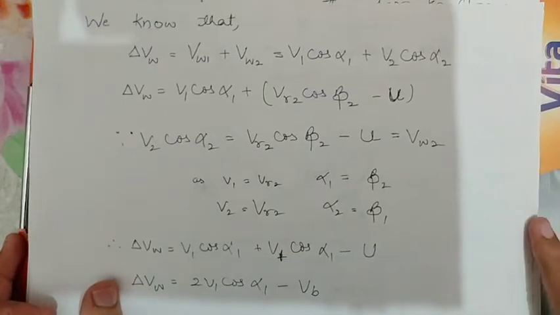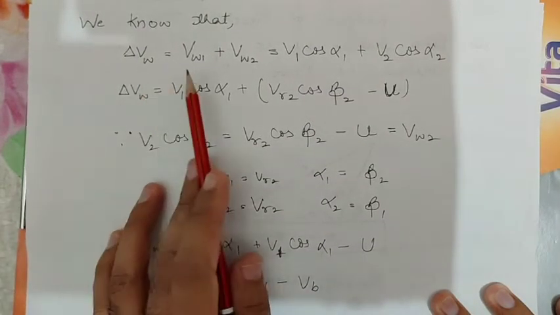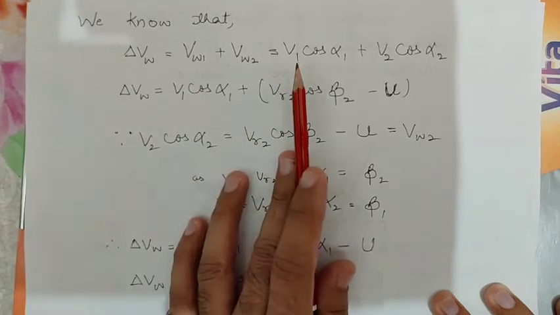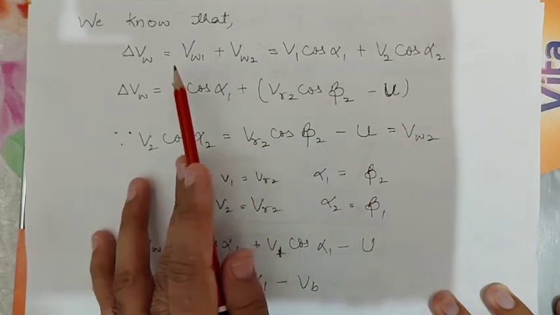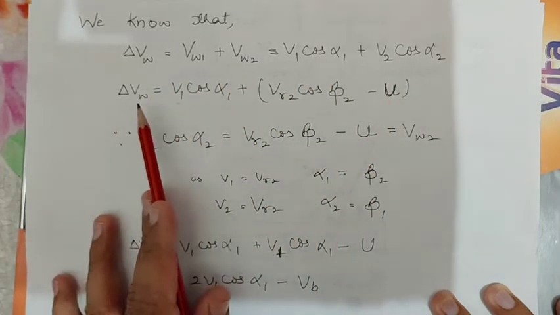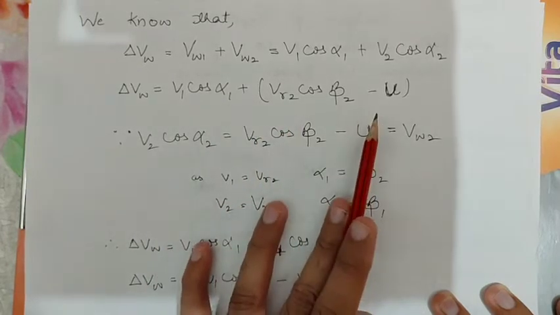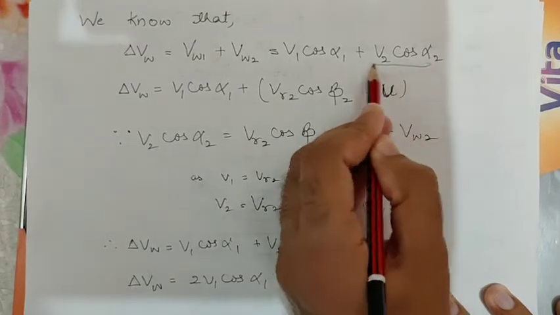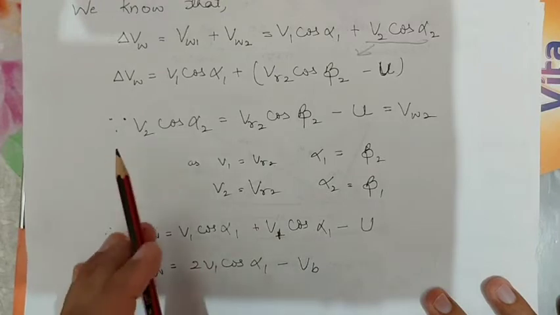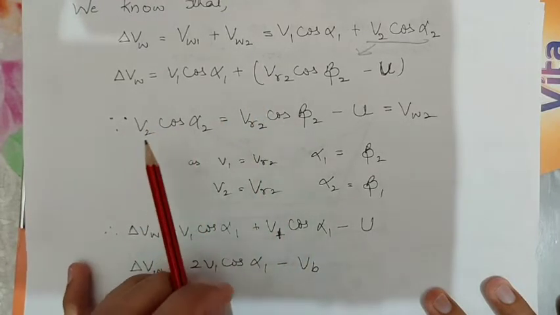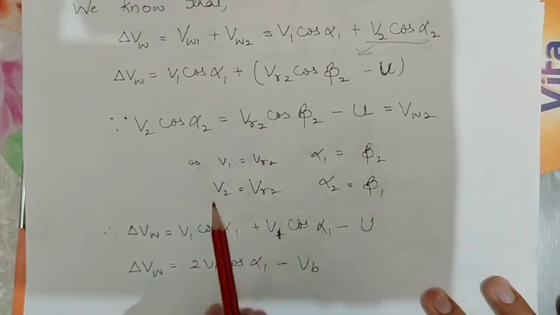So these are the conditions related to the Parsons turbine. Now, some formulas we have already discussed for the impulse turbine: delta VW is equal to VW1 plus VW2, which is V1 cos alpha 1 plus V2 cos alpha 2. I have already discussed this in the impulse turbine. Now delta VW is equal to V1 cos alpha 1 plus VR2 cos beta 2 minus U, because V2 cos alpha 2 is equal to VR2 cos beta 2 minus U. I have already told you that.